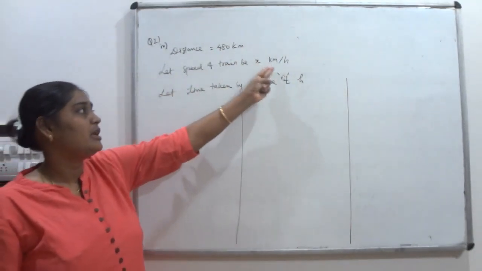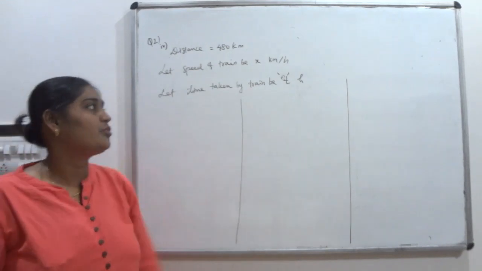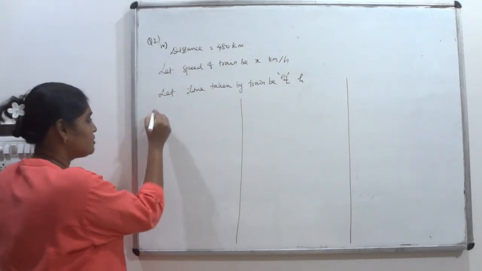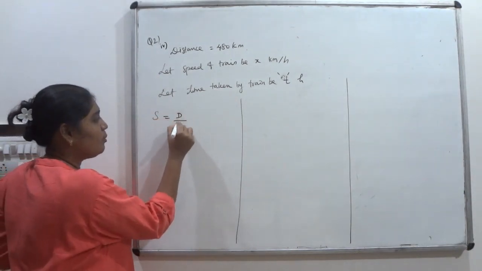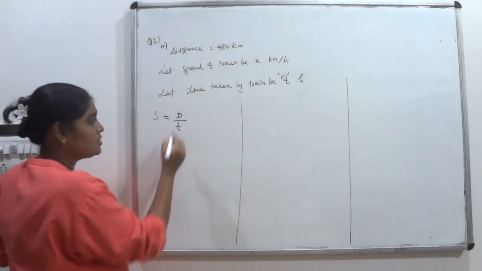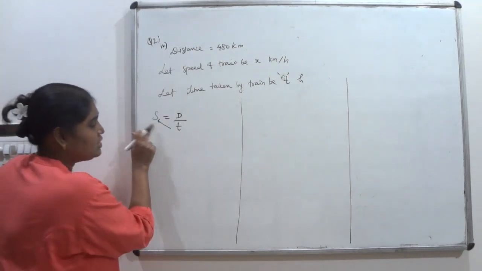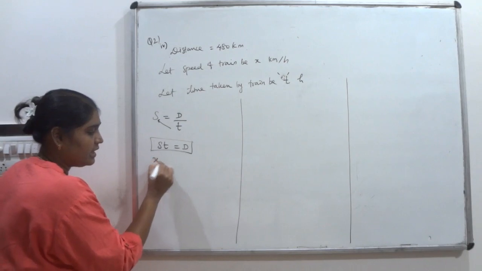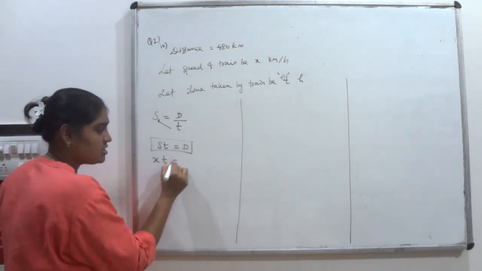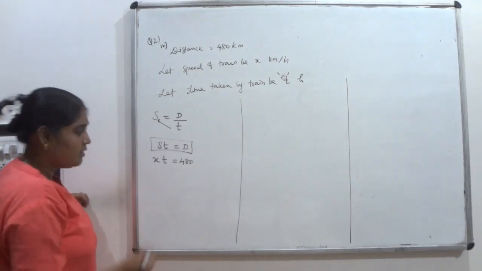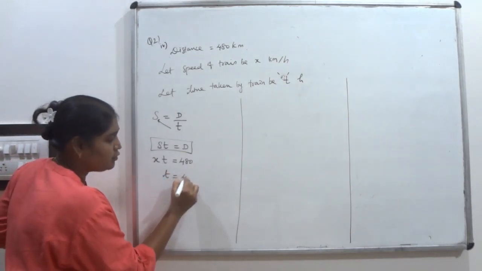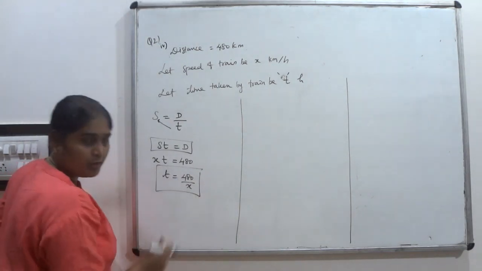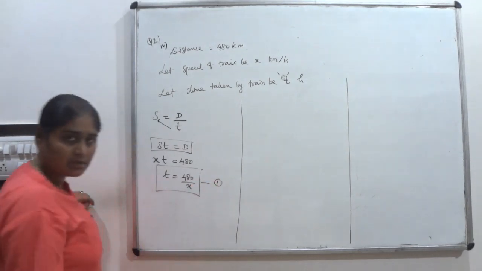Let the speed of the train be x km per hour and the time taken by the train I have taken as t. You know the speed, distance and time relationship. Speed equals distance upon time. Here I have been given the distance, so I am multiplying speed into time, which is equal to distance. Speed I have taken as x, time as t, which is equal to 480. From that we can write t equals 480 upon x. I will tell you later why I reduced this equation. 480 upon x is equal to t. This is the first equation I marked.